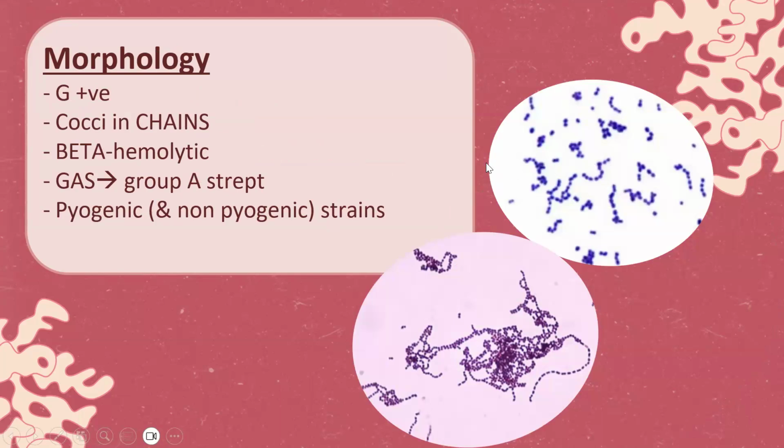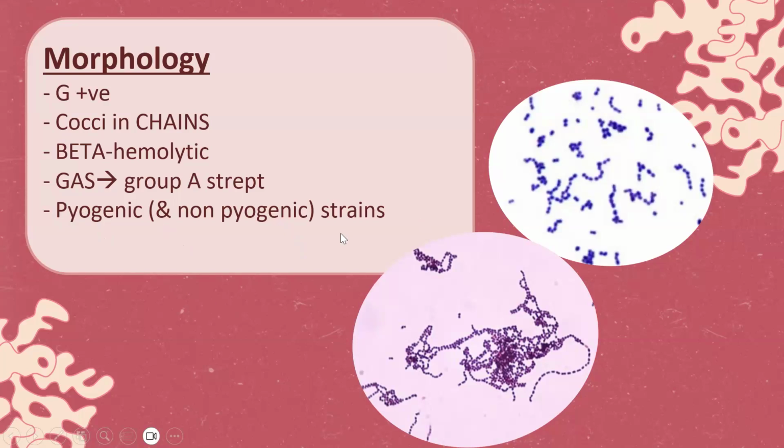It is a cocci because of the name, Streptococcus pyogenes. So cocci, and it is strept, so it is in chains. It can also be a diplococci, in some cases, like here, but mainly it is in chains because it's a strep. It is beta hemolytic, so in blood agar it will show beta hemolysis, and it is a group A strep because of the bacitracin sensitivity, and it is pyogenic. It has pyogenic and non-pyogenic strains.